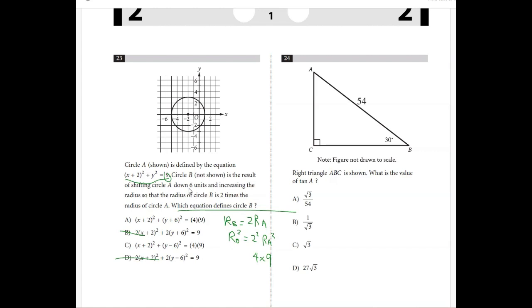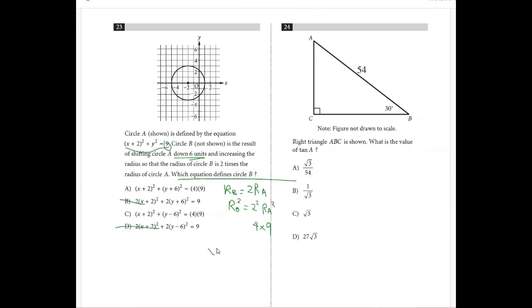And I'm trying to decide where the new circle's center position is. Since we're shifting 6 units down, it should be y plus 6 here. And since we are keeping the x plus 2 the same here, this just stays the same. So A, as in apple, is the correct answer choice here.